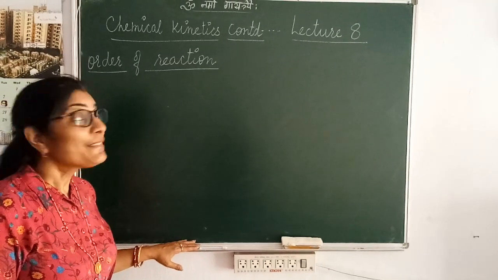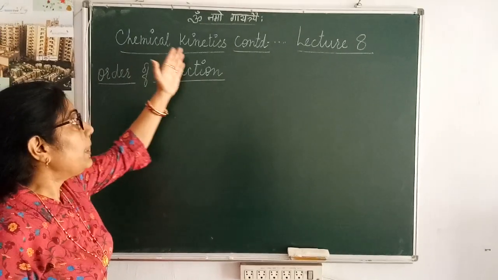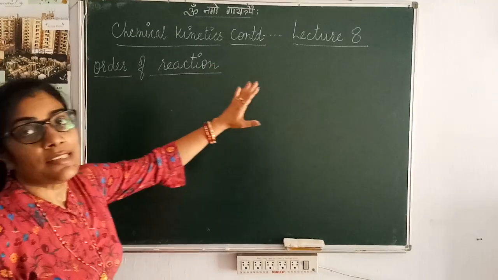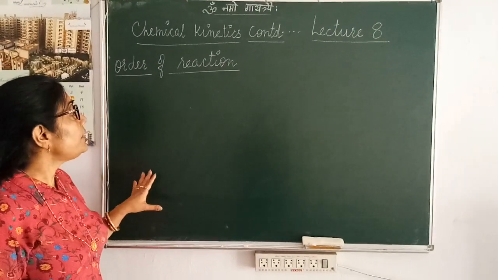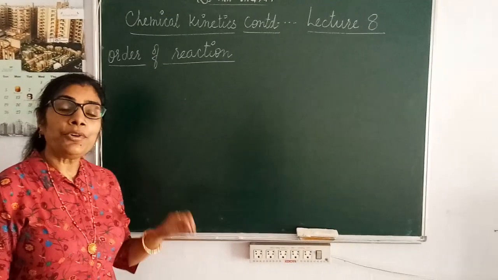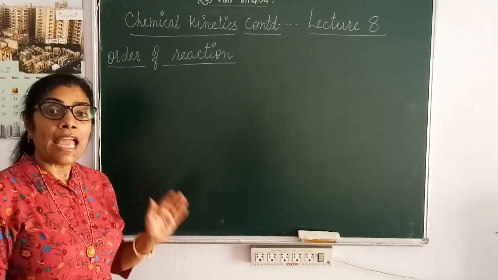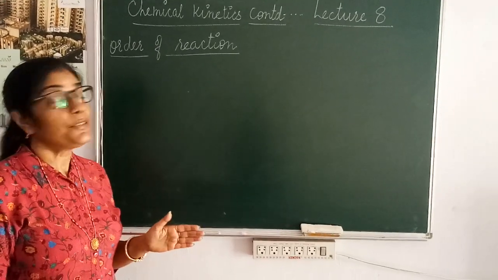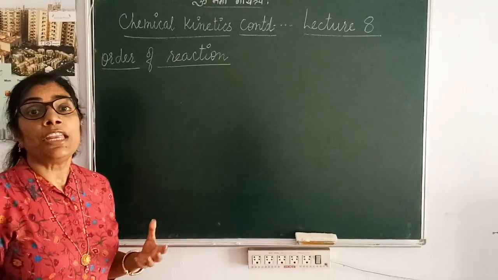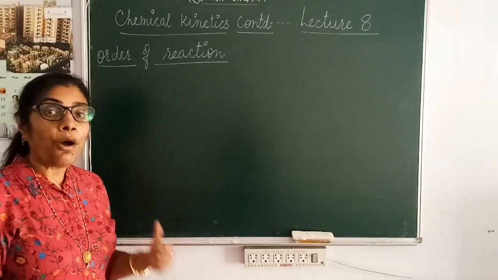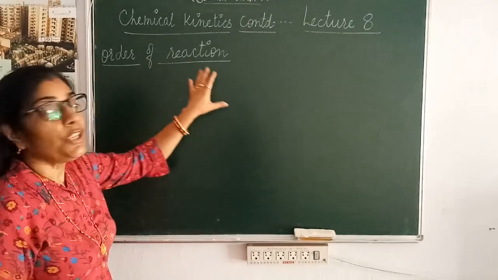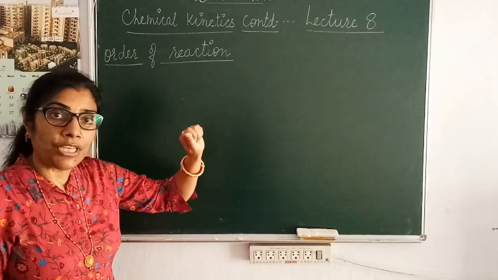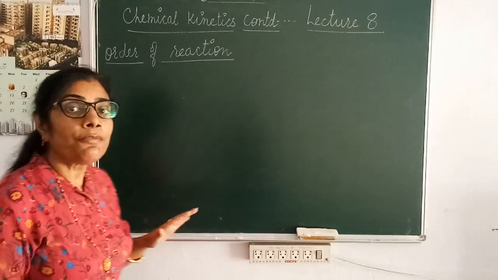Hello everyone. We are going to continue with chemical kinetics. Today is our lecture 8. In our lecture 7, the previous class, we had discussed rate of reaction, average rate, instantaneous rate, factors on which rate of reaction depends, law of mass action, and then the rate law expression, by which we come to know about order of reaction. So what is order of reaction?